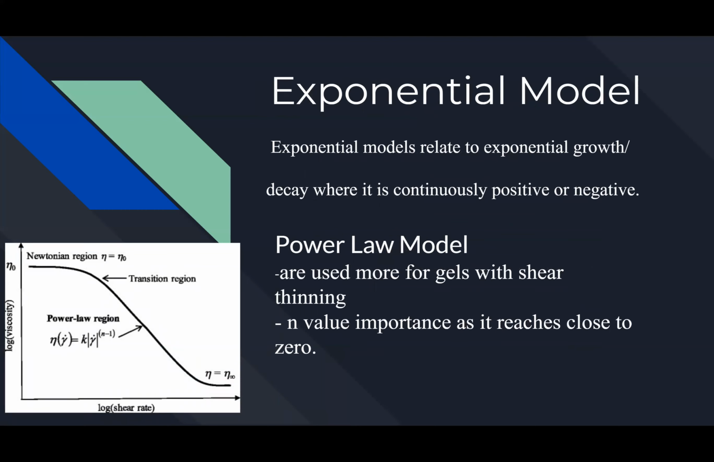Now let's look at those individual models. The exponential model relates to exponential growth or decay, where it's continuously positive or negative. So it's not necessarily a straight line. It forms an exponential curve, either up or down. The power law model is used more for gels with different shear thinning, and this comes into play with the n value. As it gets closer or farther away from zero, this could tell a lot about the problem.